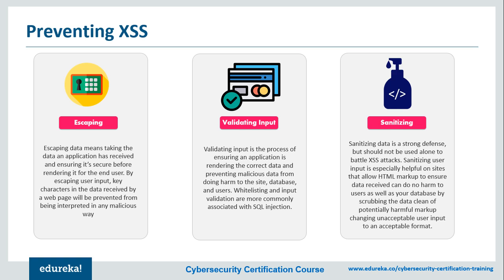Now the second method that is normally used is called validating input. Validating input is the process of ensuring an application is rendering the correct data and preventing malicious data from doing harm to the site, the database, and the users. So while whitelisting and input validation are more commonly associated with things like SQL injection, they can also be used as an additional method of prevention for cross-site scripting attacks.